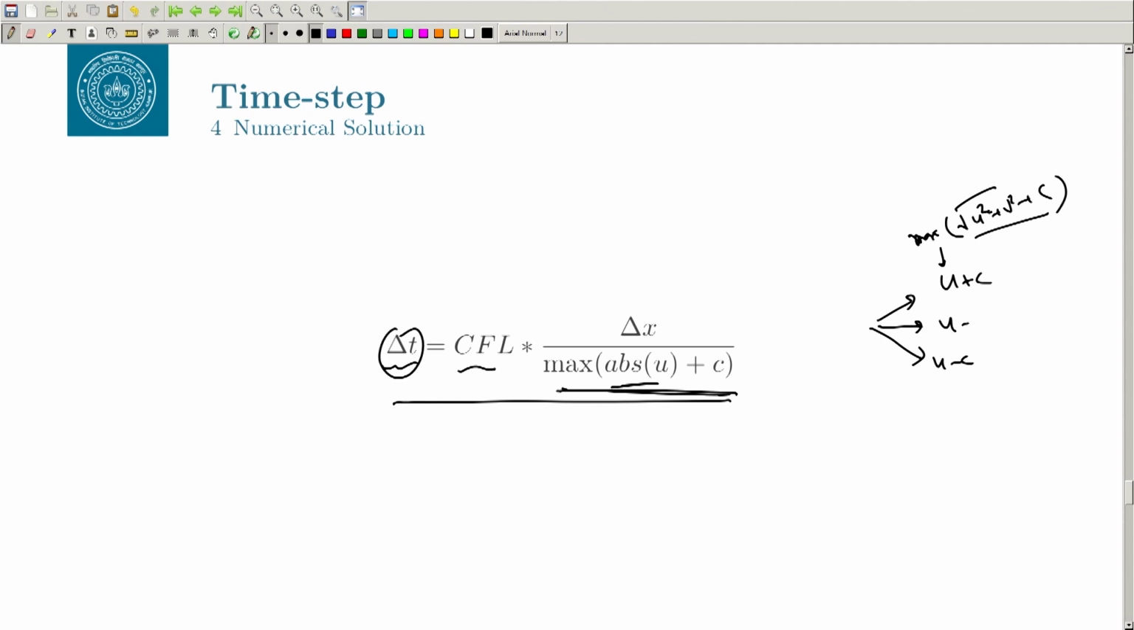So your u may be different; let us say this is your domain, your u may be low here and u may be high here. We want to see what the minimum delta t is and use that delta t to simulate in one go. Then again in the next step, calculate the delta t in the entire domain and use that. So this is how you get the time step.